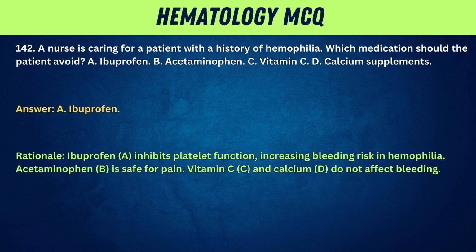142. A nurse is caring for a patient with a history of hemophilia. Which medication should the patient avoid? A. Ibuprofen. B. Acetaminophen. C. Vitamin C. D. Calcium supplements. Answer: A. Ibuprofen. Rationale: ibuprofen, A, inhibits platelet function, increasing bleeding risk in hemophilia. Acetaminophen, B, is safe for pain. Vitamin C, C, and calcium, D, do not affect bleeding.